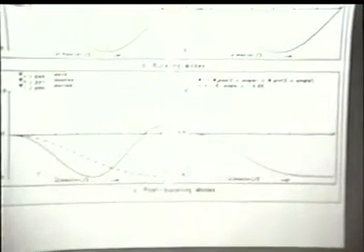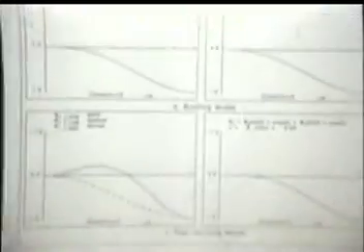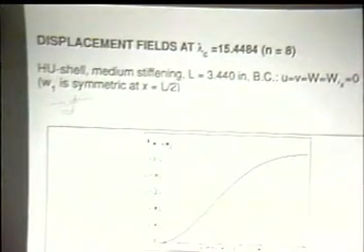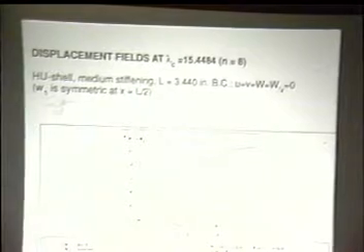Okay, so this was at 15.4328. The next one is 15.4484, the symmetric. Also n equal to 8. Here the pre-buckling is the same. Here is the buckling, which is now symmetric. Here is the post-buckling.